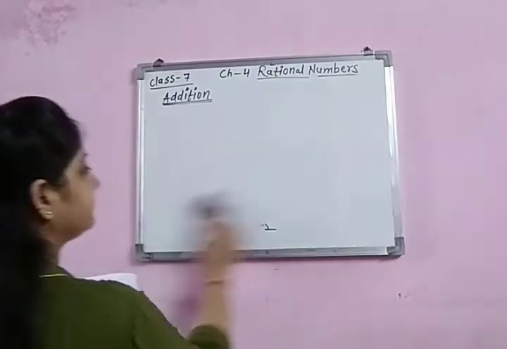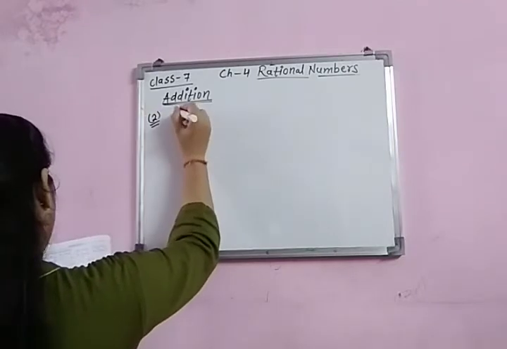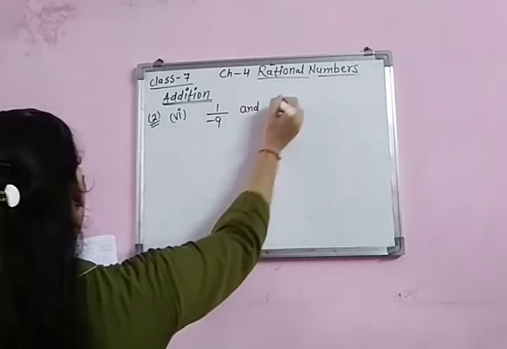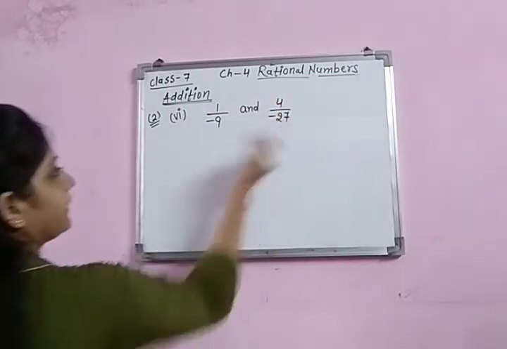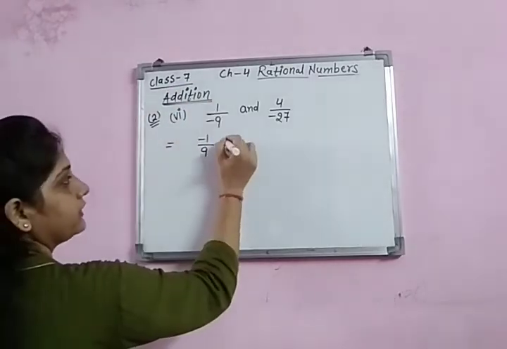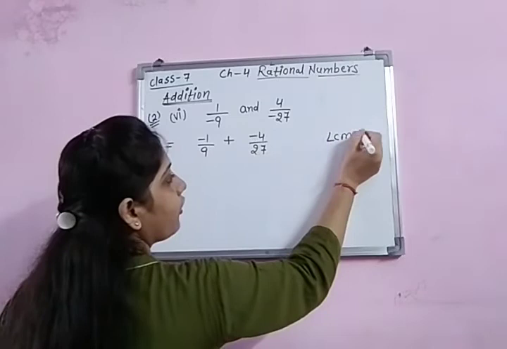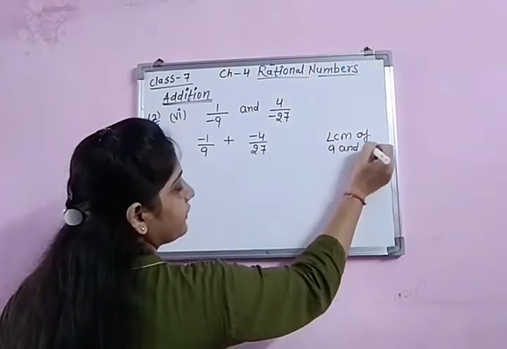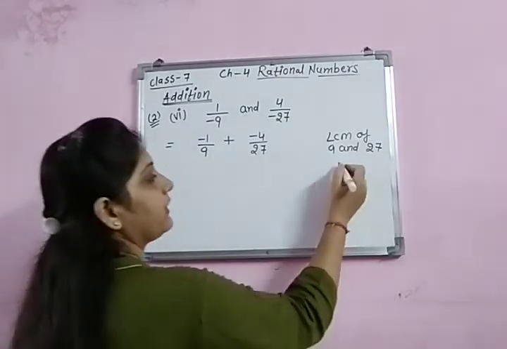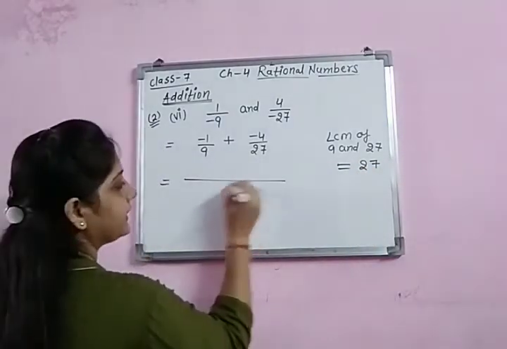Question number 2 only. Now I'm doing the sixth part of it. 1 by minus 9 and 4 by minus 27. So the first step is to make the denominator positive. So the minus is to be shifted to the numerator. Plus negative 4 by 27. Take the LCM of 9 and 27. When we take the LCM, because both numbers come in the same table of 9, the bigger number will be the LCM. It will be 27. Let it be right here.